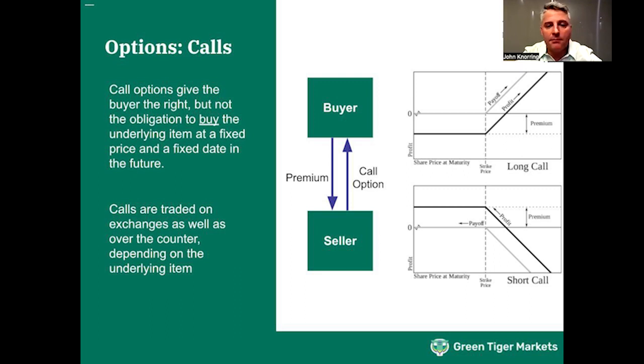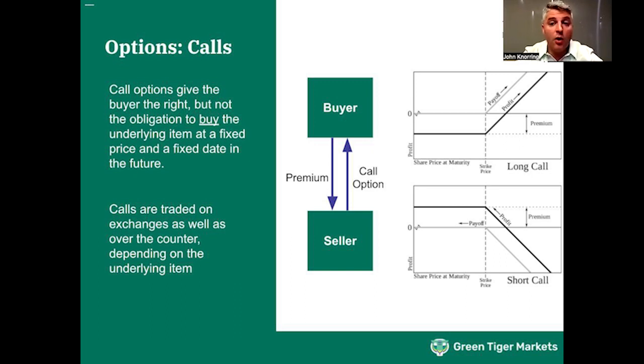So options, again, give the owner of the option, or at least the call option example, the right but not the obligation to buy the underlying item at a fixed price and a future date at a fixed date in the future. There are essentially two types of options. We have call options and put options.